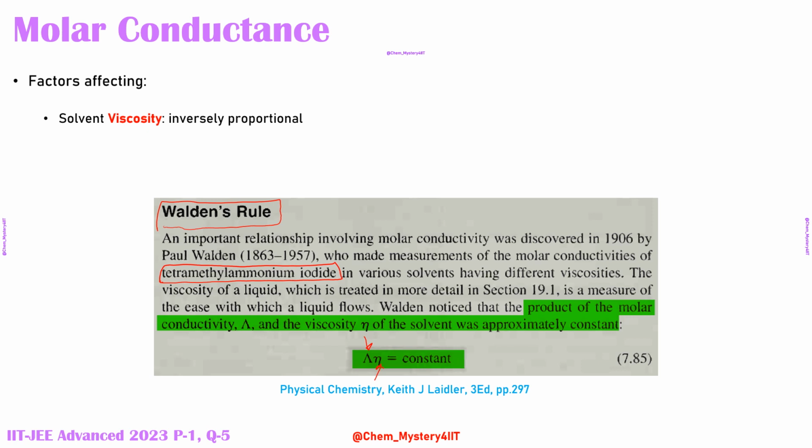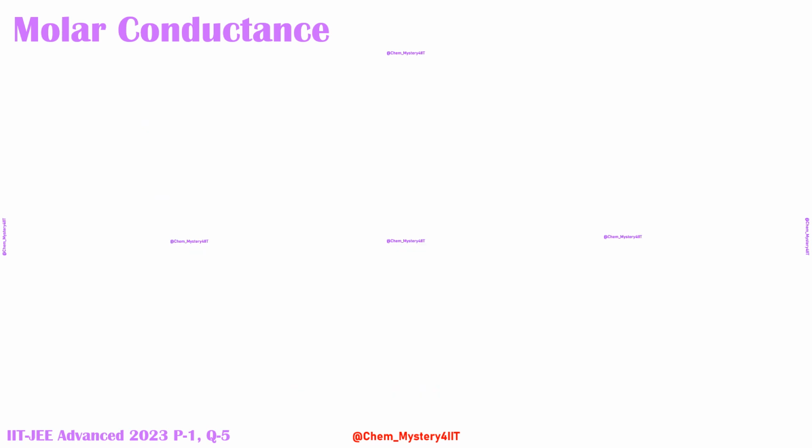So Walden's rule is a very clear indication that the viscosity and the molar conductance are inversely proportional to each other. And this is suggested by Keith J. Laidler, one of the renowned people in molar conductance and even in chemical kinetics, for physical chemistry as such. Next factor we are going to see is the temperature.